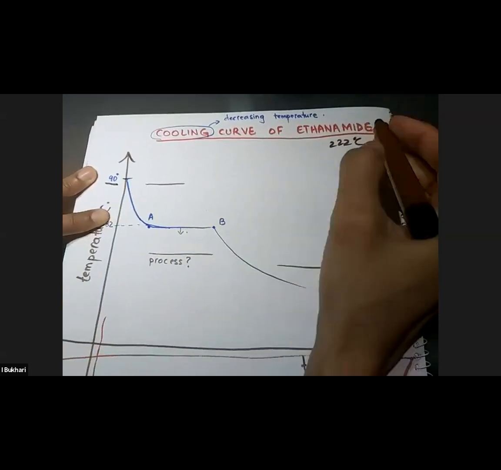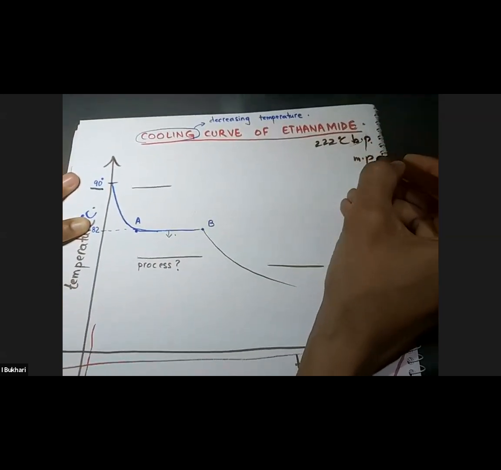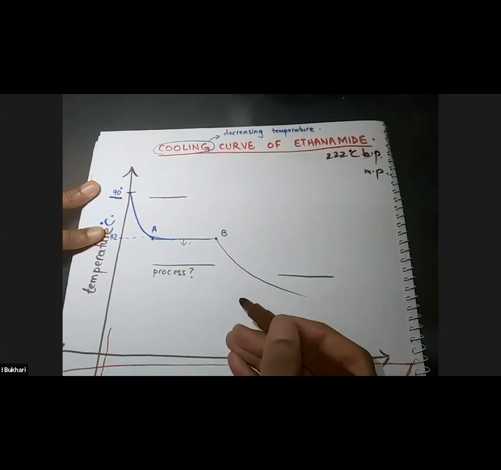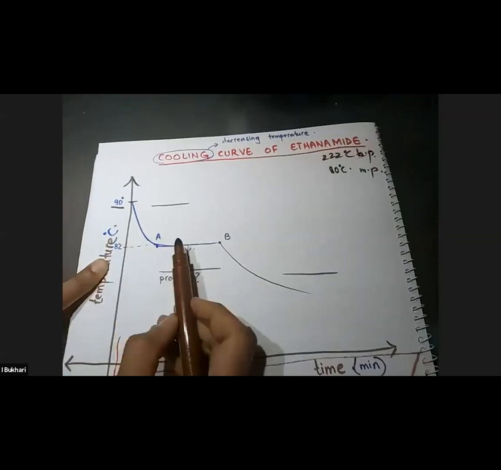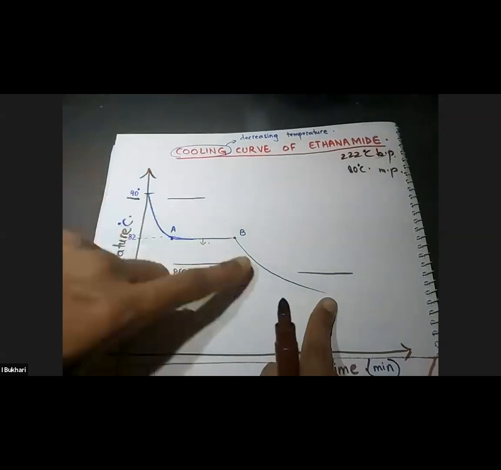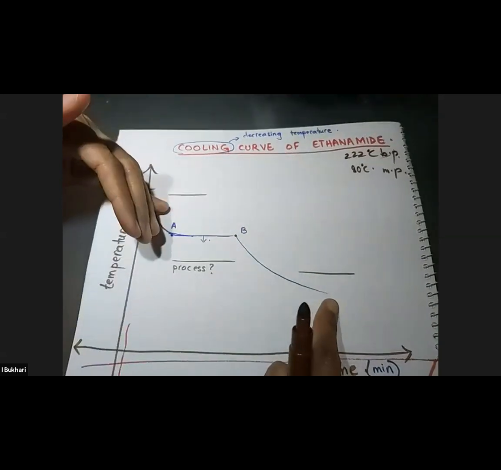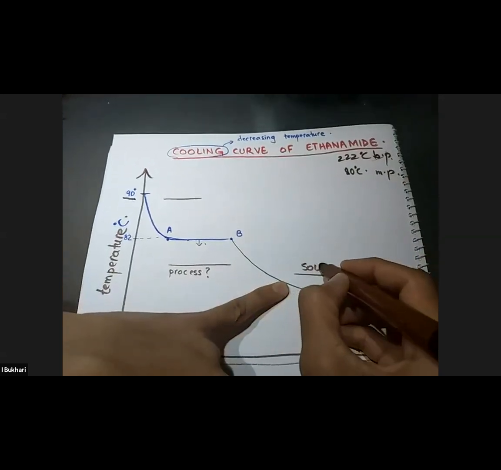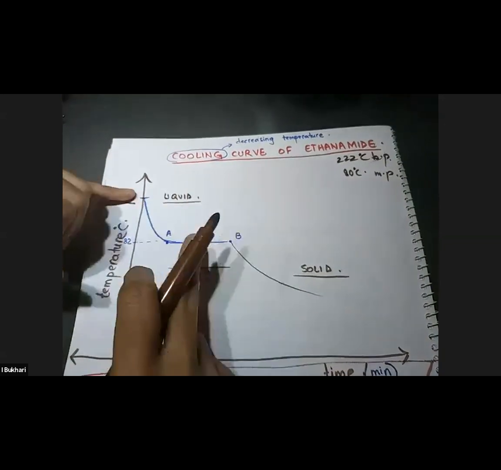Are you getting my point? So you should have some idea regarding the boiling point and melting point if you have to label it like this, okay? Melting point is around 80 degrees Celsius. We are decreasing the temperature. So when we are decreasing, the last state we get is solid. So this must be solid. If this is solid, this must be liquid. And if this is liquid and this is solid, this must be melting.